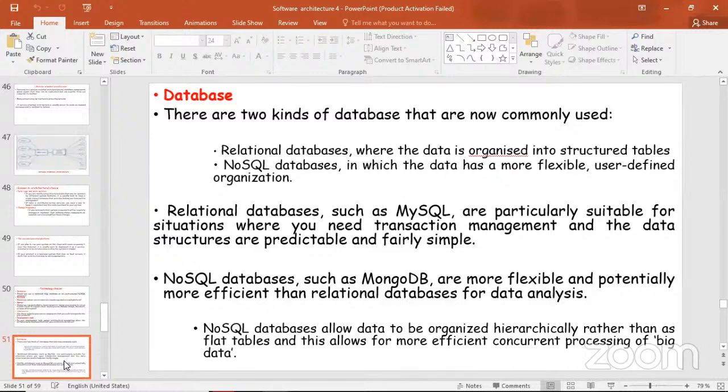NoSQL databases, such as MongoDB, are more flexible and potentially more efficient than relational databases for data analysis. NoSQL databases allow data to be organized hierarchically rather than in flat tables. And this allows for more efficient concurrent processing of big data.